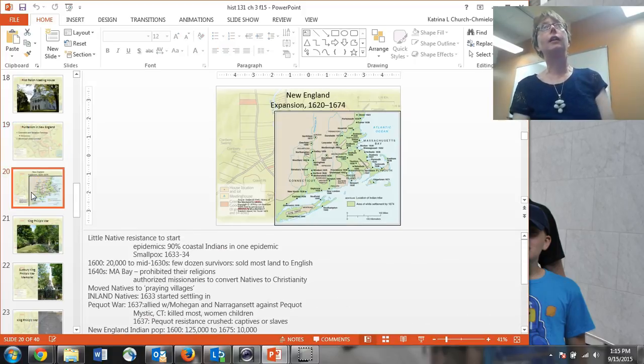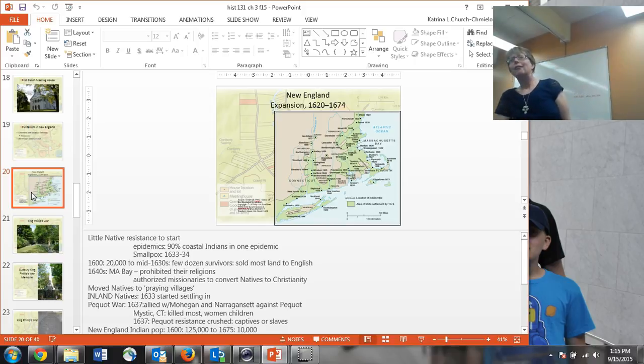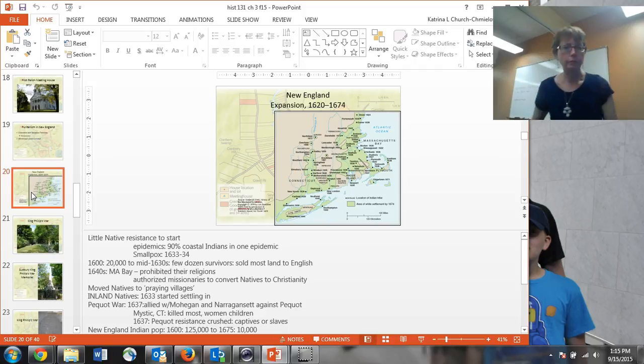Okay, so the next slide shows you a map of the New England expansion. That is significant. Area of white settlement in 1674. Look at that, and look at the islands of natives in amongst the white settlements. There was little native resistance to start because 90% of the coastal Indians were wiped out in one epidemic, the smallpox of 1633 to 34. They would move west, inland, and they would carry the disease with them unknowingly.